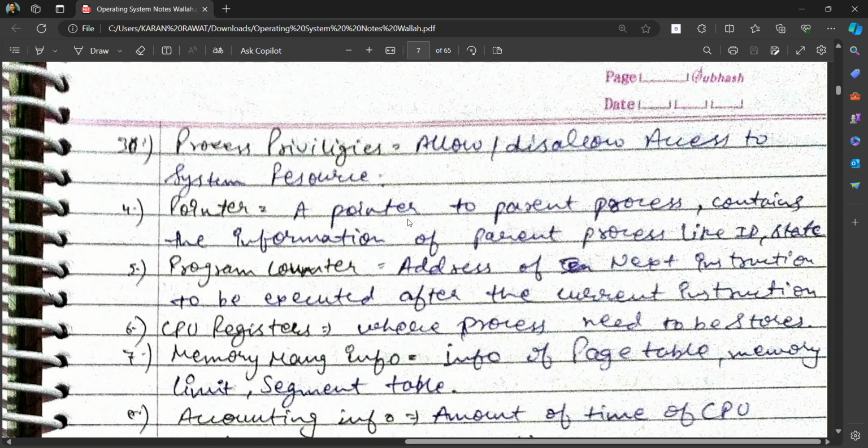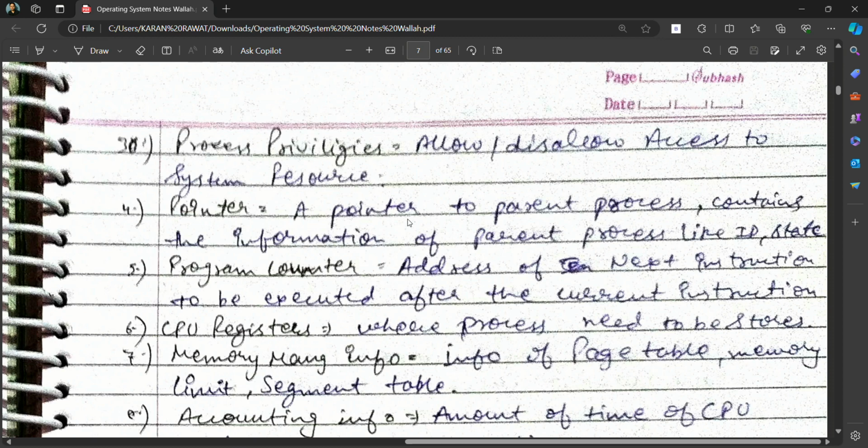Next is CPU registers. CPU register is basically where the process needs to be stored. You can say it's a memory area where our processes are actually stored. Registers are basically a small memory, a small memory space, where processes are stored.